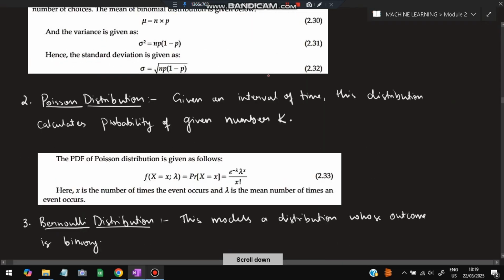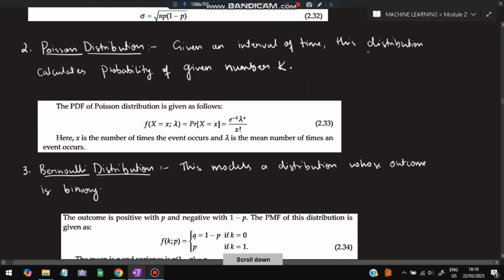Okay, next is the Poisson distribution. Given an interval of time, this distribution calculates the probability of a given number k. Means if there is 1 year, I'll be telling you that in the previous year this many accidents happened. Another year, what is the probability that this many accidents happen in the month of August? Looking at the previous data, we'll try to check what data could be most probable. For that, this formula is used.